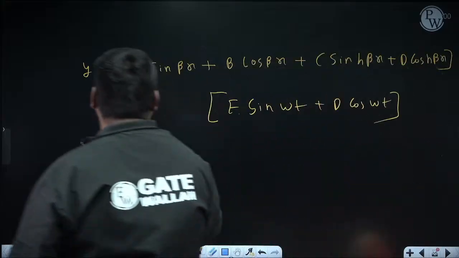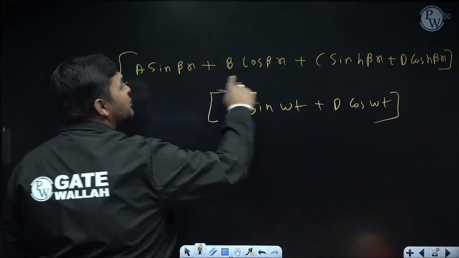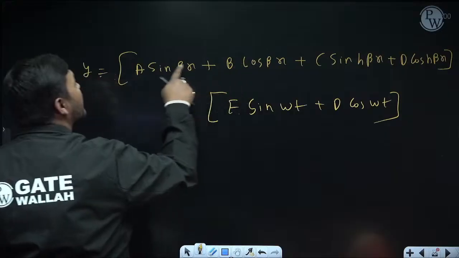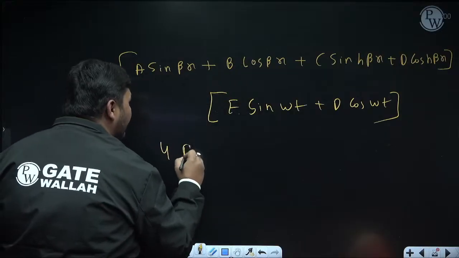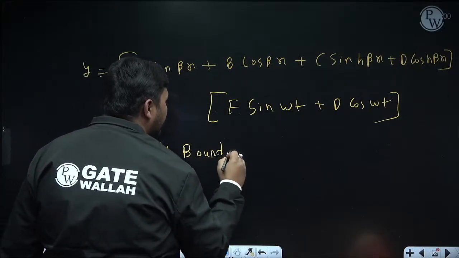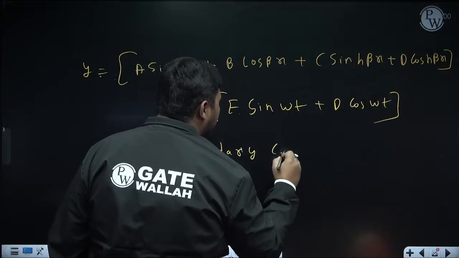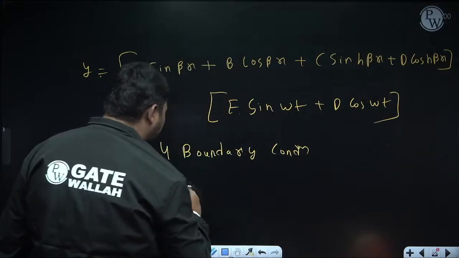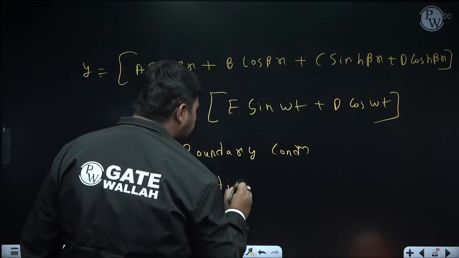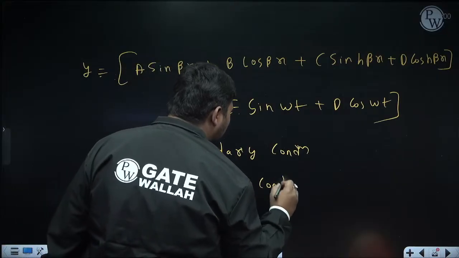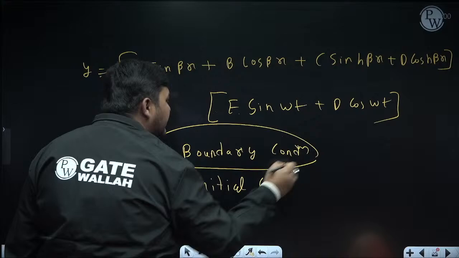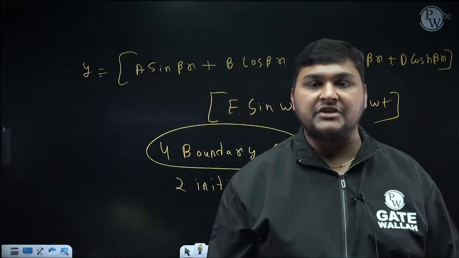Here how many boundary conditions are coming? In the space coordinate, you can see 4 arbitrary constants are coming. So here I require 4 boundary conditions, which depend upon the end condition, na? And definitely 2 initial conditions. Okay. Now see, this boundary condition mainly depends upon the support system.